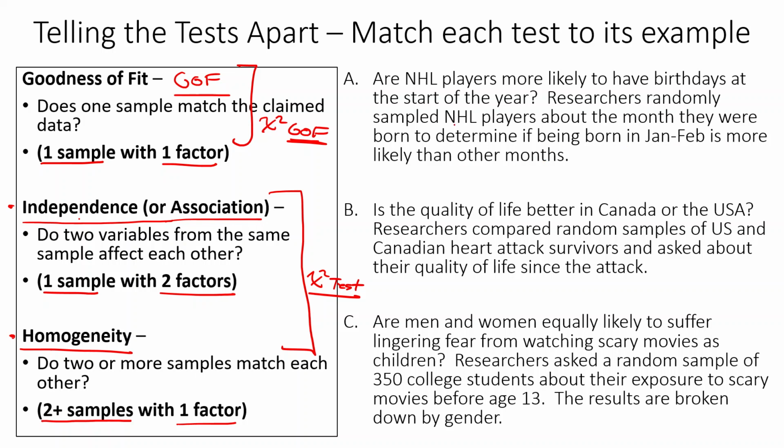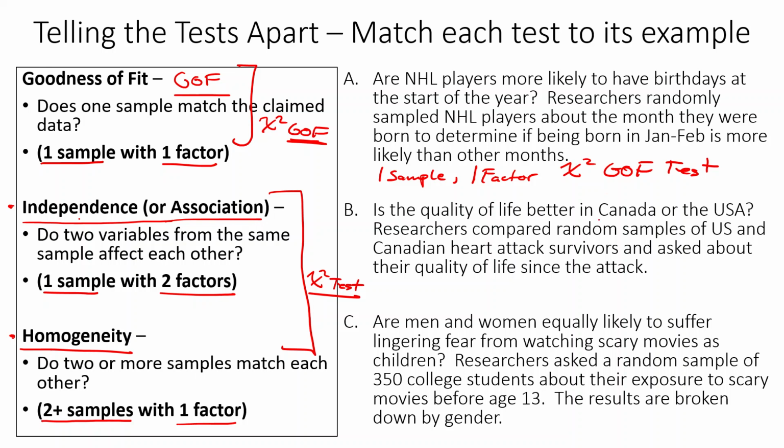So we randomly sampled NHL players. So we definitely have one sample. And the only thing we asked them about is when they were born. So one factor. So one sample and one factor, hey, that's goodness of fit. So this would be a chi-squared goodness of fit test. And then we would go about doing the test from there. Let's look at the next example.